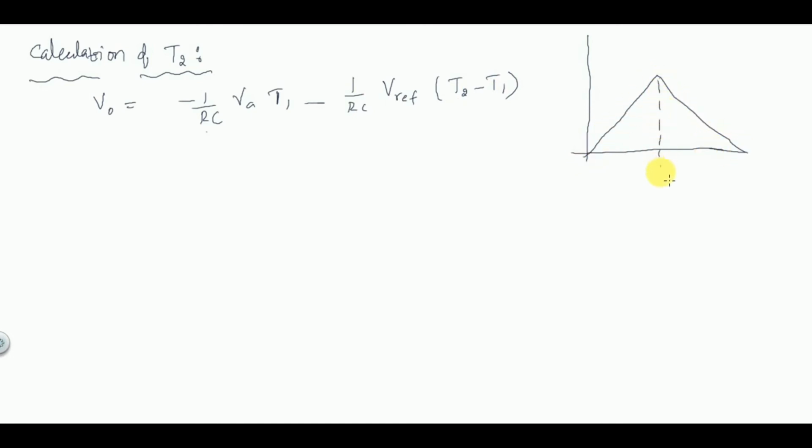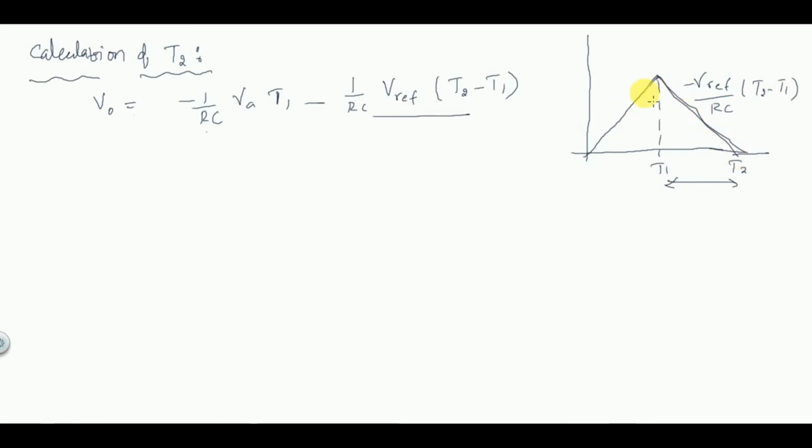So this is T1 and this is T2. Within this time interval T2 minus T1, the slope is V reference by RC, minus V reference by RC. Multiplied by time, it gives you the output. Here the time is T2 minus T1, so if you multiply by T2 minus T1, it will be the output in this part.